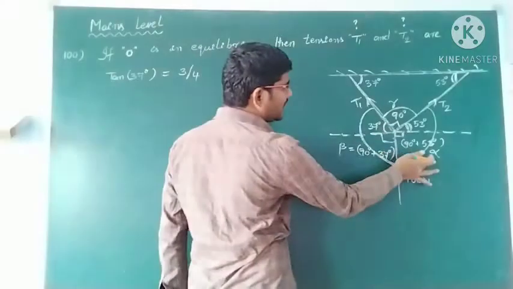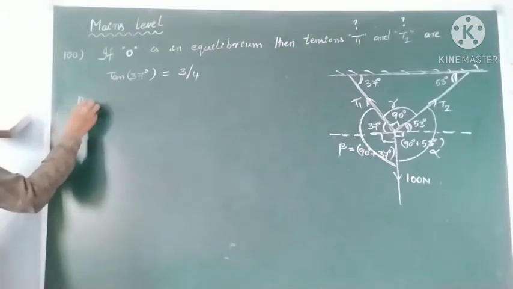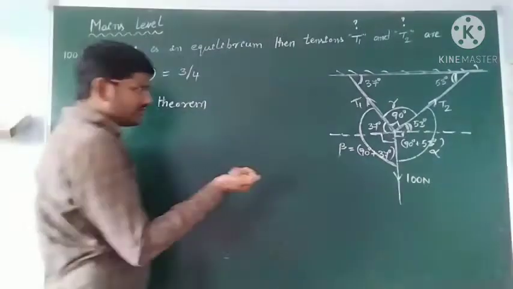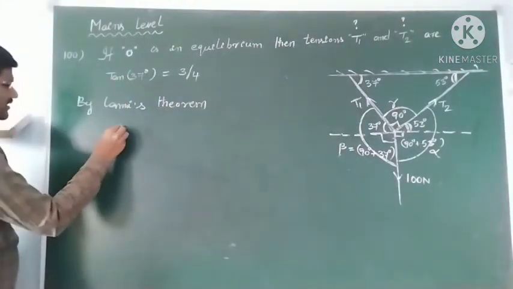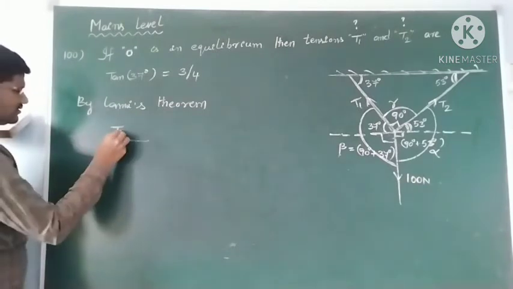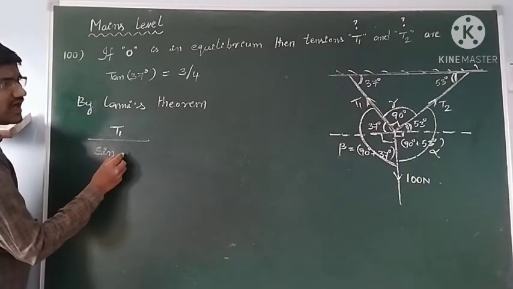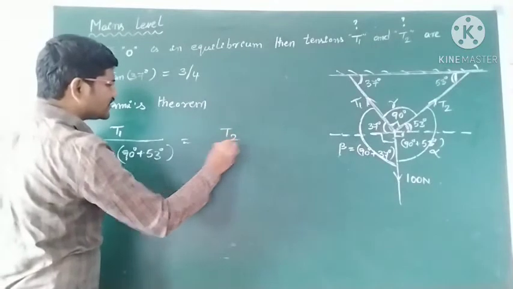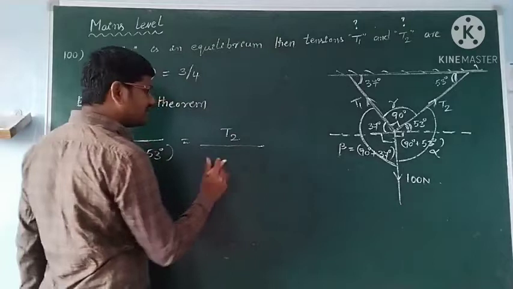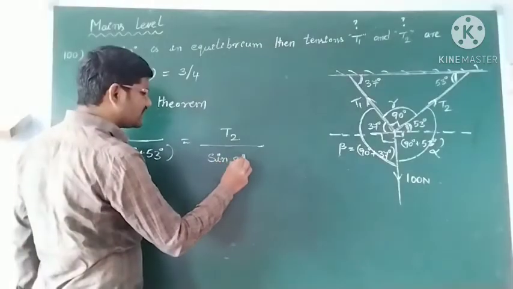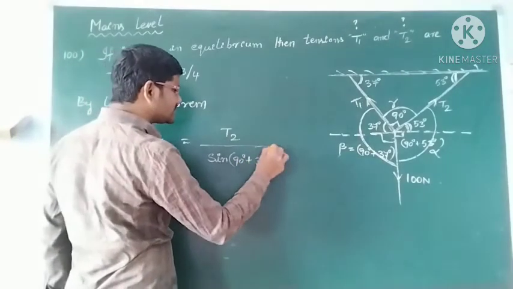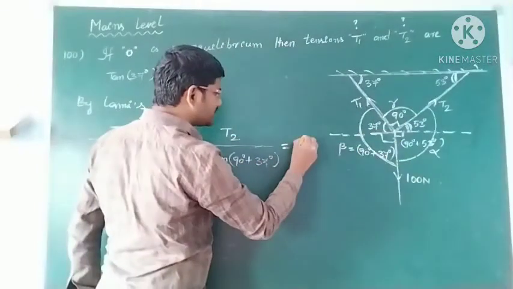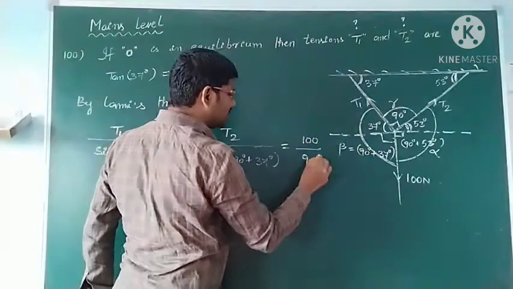Then by Lami's theorem, we write T1 by sin alpha, where alpha means 90 degrees plus 53 degrees, is equal to T2 by sin of 90 degrees plus 37 degrees, that is equal to 100 by sin of the opposite angle gamma, 90 degrees, which is equal to a constant.